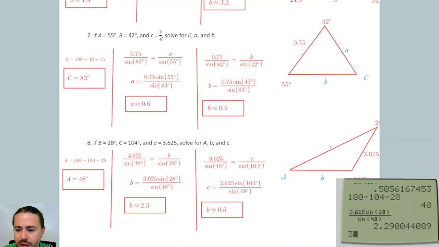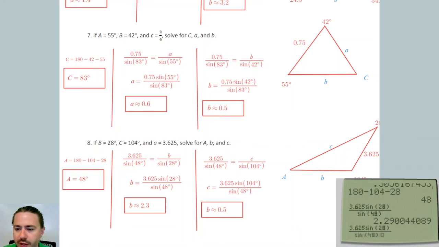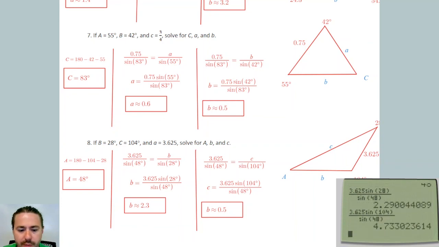I mean, we did so many in a row that I'm pretty confident we got all this correct. Okay, so we got 3.625 times the sine of 104 divided by the sine of 48. And there we go. It is the biggest side after all. So we get 4.7. And that's about it for today.